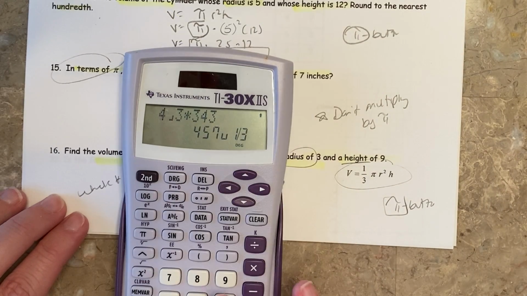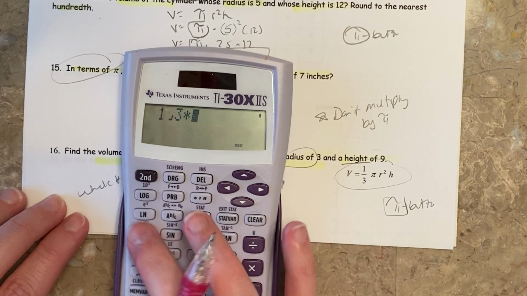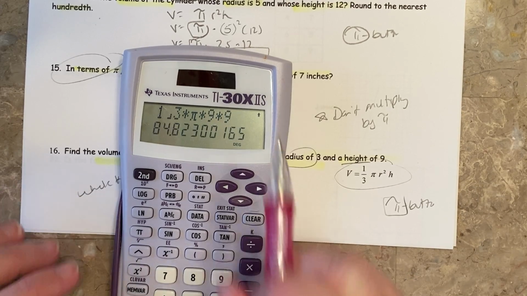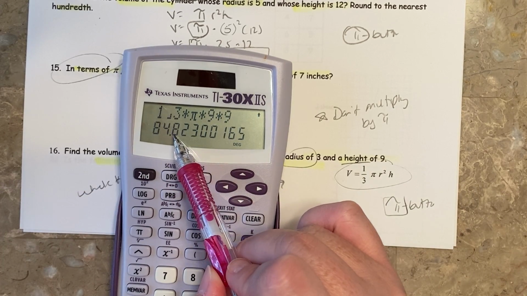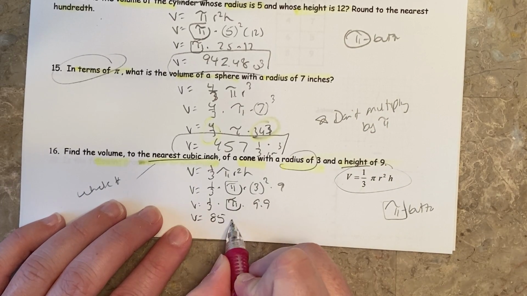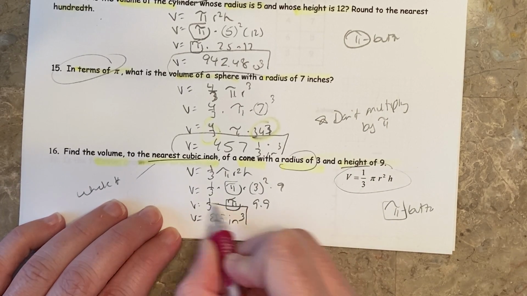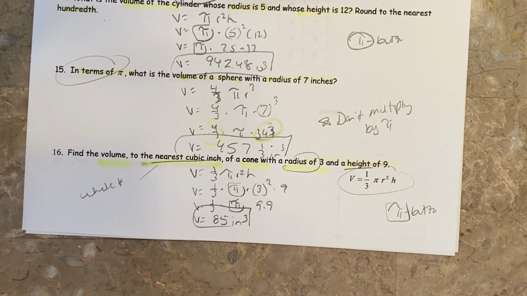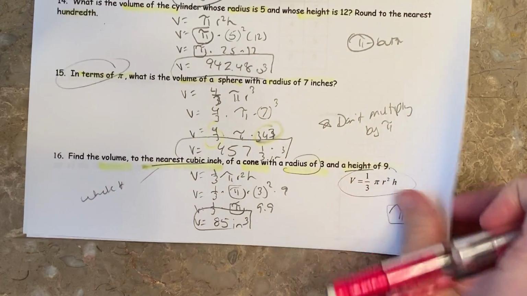Let's see if you got this one right. One third times pi times 9 times 9. You should have gotten 80, well, let's see, that 8 is going to round that up. So if you got 85, you got it correct. So 85. This one is also inches to the 3rd power. All right, last page. Hopefully you guys are doing okay.